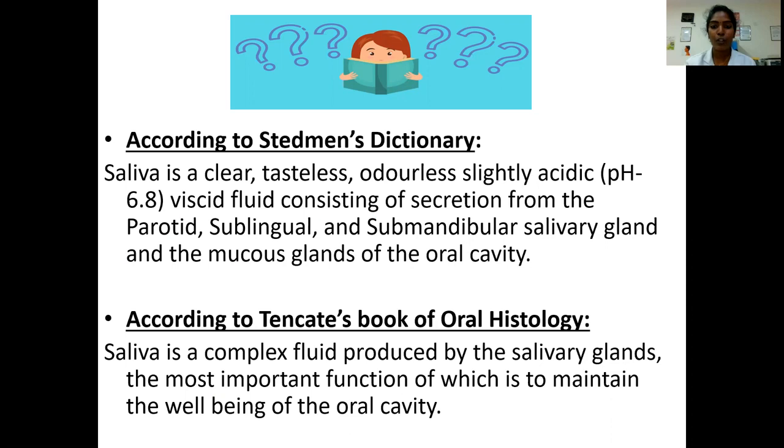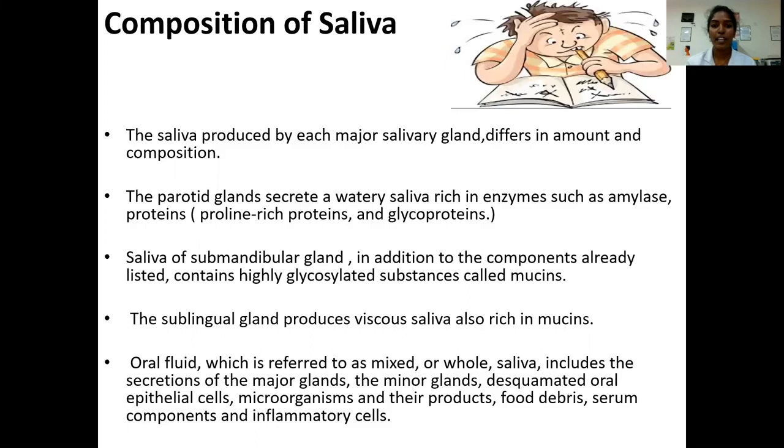According to Ten Cate's Oral Histology, saliva is a complex fluid produced by the salivary glands, the most important function of which is to maintain the well-being of the oral cavity. The composition of saliva: the saliva produced by each major salivary gland differs in amount and composition. The parotid gland secretes a watery saliva rich in enzymes such as amylase and protein.